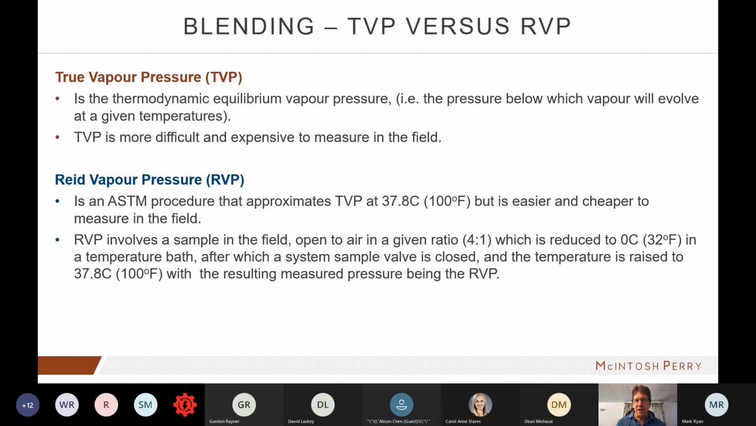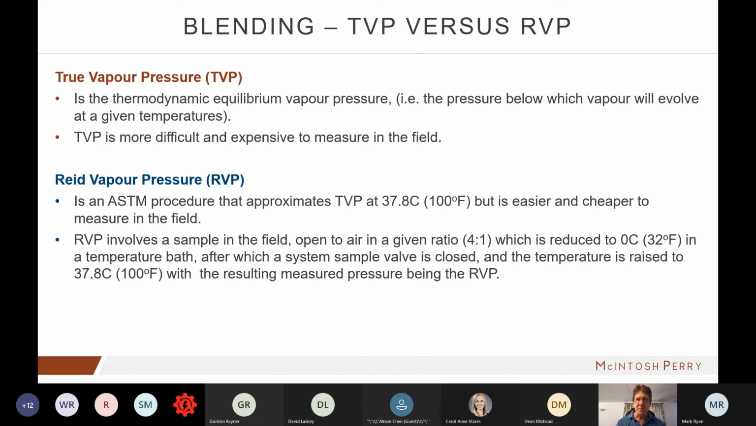TVP, unfortunately, though, is more difficult and expensive to measure in the field because getting to equilibrium takes time. And we see this actually quite often, even in other situations, like when we look at distillations. ASTM came up with a procedure for a different type of distillation. Why? Because the equilibrium true boiling point one takes too long and it costs too much. So it's a similar issue here, that TVP is really what we want, but it can be expensive and takes a long time to come to equilibrium, so time consuming and expensive.